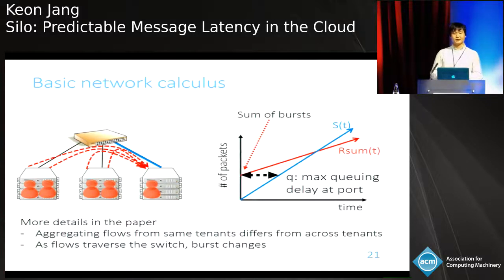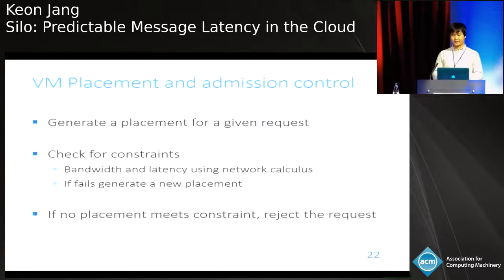And Silo's VM placement is a greedy heuristic. It's similar to prior work. So for a given tenant request, we generate a placement and we check whether it meets the constraint using the network calculus.